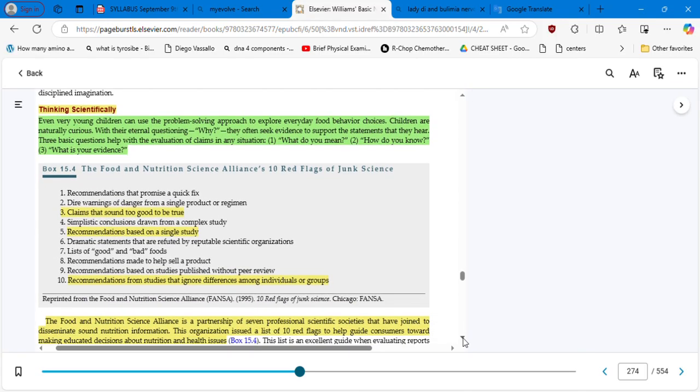Thinking scientifically. Even very young children can use the problem-solving approach to explore everyday food behavior choices. Children are naturally curious. With their eternal questioning why, they often seek evidence to support the statements that they hear. 3 basic questions help with the evaluation of claims in any situation. 1 is, what do you mean? 2, how do you know? 3, what is your evidence, right?